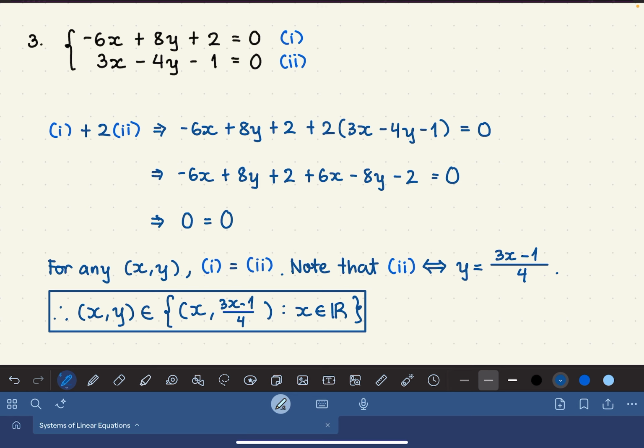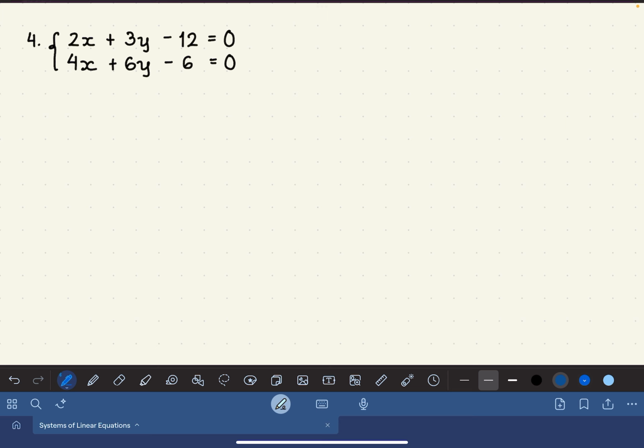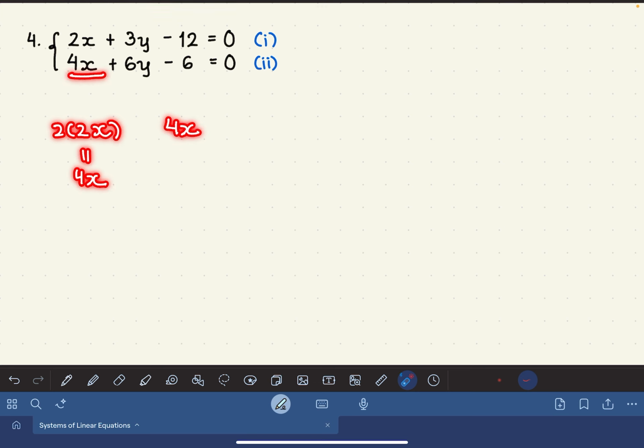Let's now move on to the last one. So for this last one, we have 2x plus 3y minus 12 equal to 0 and 4x plus 6y minus 6 equal to 0. So like earlier, we named the two equations. So let's apply elimination method here again. Note that what we can do here is multiply 2 to this first one. So by multiplying 2, we will obtain 2 times 2x. This is 4x. And then what we will do is, if we have 4x for the second one, subtract the two equations.